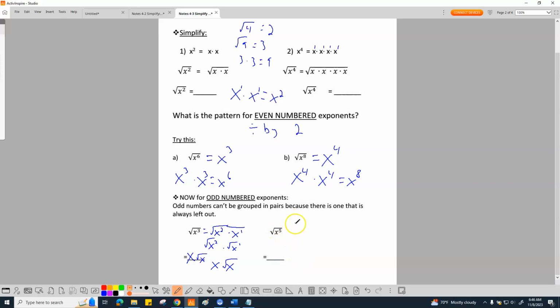Check it out, x to the fifth. I'm going to break x to the fifth up as x to the fourth times x to the 1. Now see that? We already answered x to the fourth earlier, but now I have the square root of x to the fourth times the square root of x to the 1. There is no square root for the x to the 1, so that's going to be stuck over here. But the square root of x to the fourth, using our even-numbered pattern, is x squared. And we have ourselves the answer.